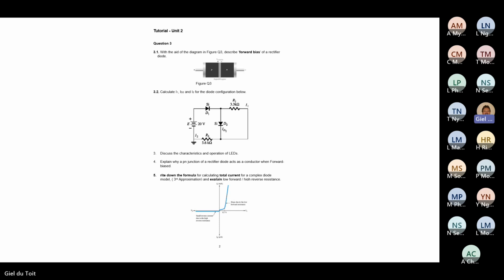And the current that will flow there is 18.6 divided by 5K6. 18.6 divided by 5,600. And it is 3.3 milliamp. So my current here will be 3.3 milliampere.